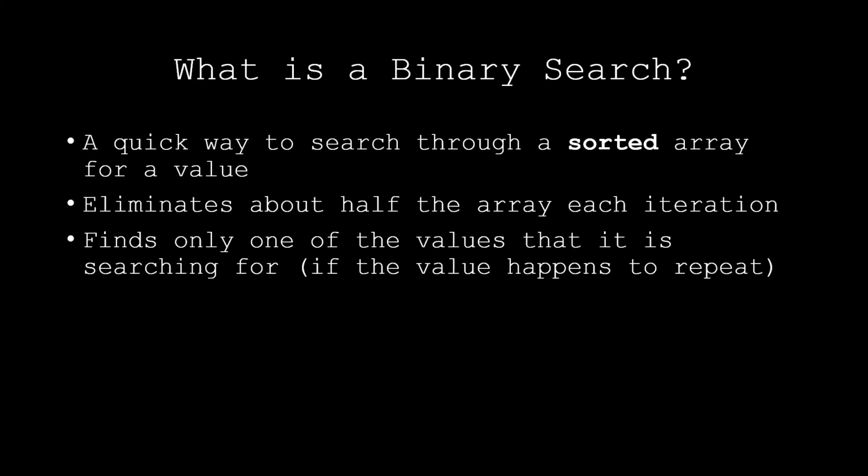So I've been saying the word binary search a lot. So what even is it? What does it mean? The binary search is a quick way to search through a sorted array for a value, and each iteration eliminates about half the array, or at least half of the remaining array. And it only finds one of the values that it's searching for. At least that is what I'm going to be teaching you today. The syntax for how to search for only one of the values is what I'm going to be teaching today.